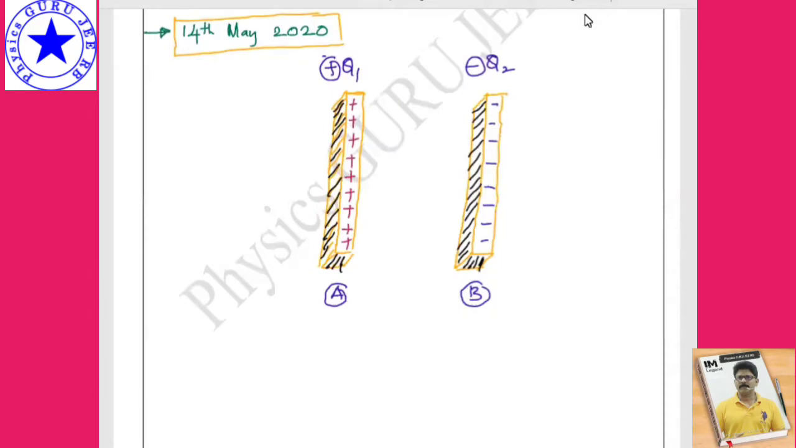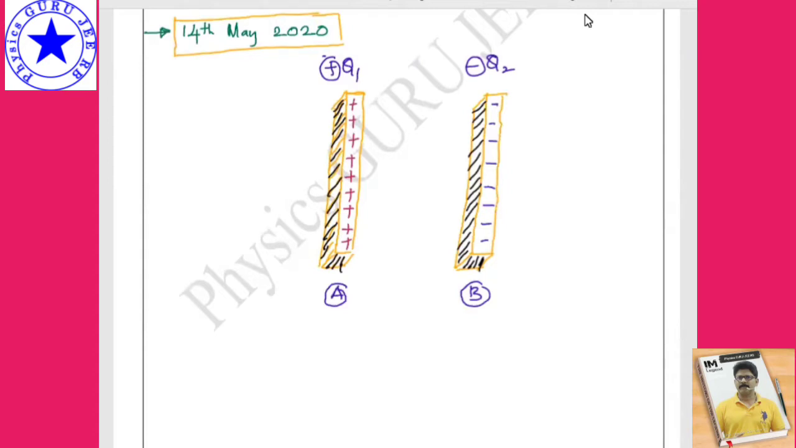Hello students, today we are going to discuss the charge distribution on a parallel plate capacitor. In these two plates, the first has charge Q1 and the second has charge Q2, so both the charges are different. One plate is plus Q, the other plate is minus Q. Here we are going to discuss, when the charges are not equal, how to calculate the charges inside and outside of the plates.